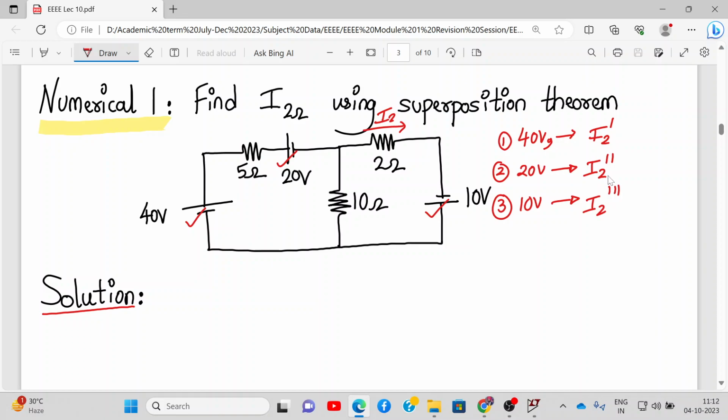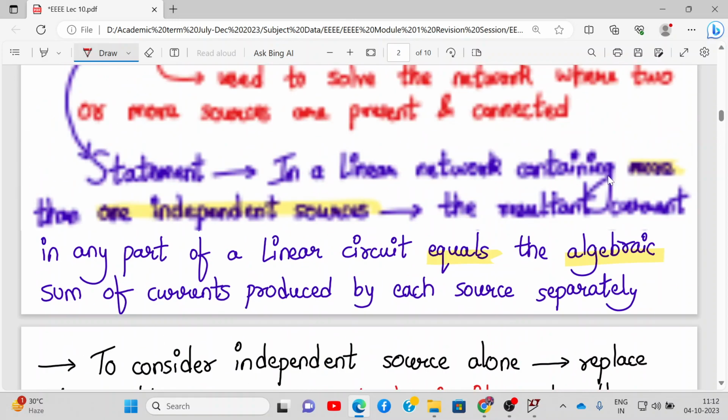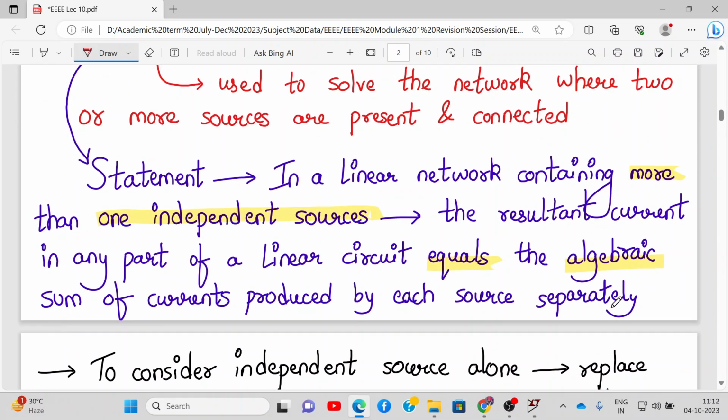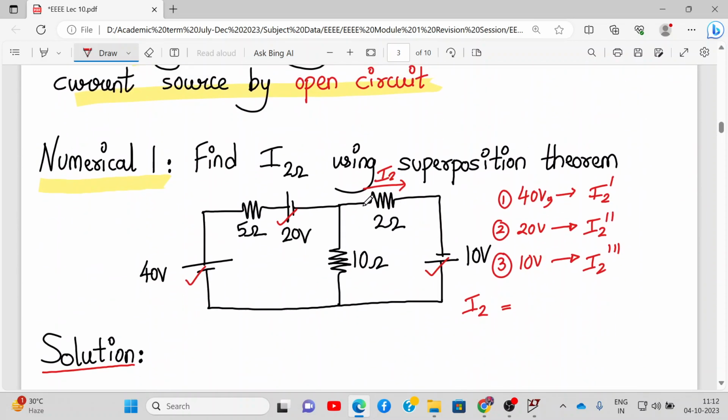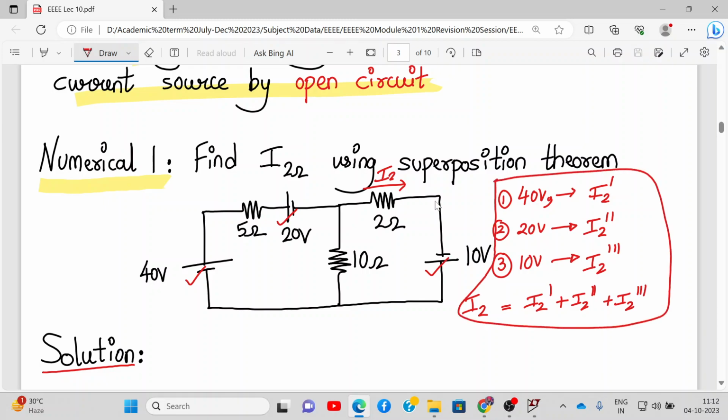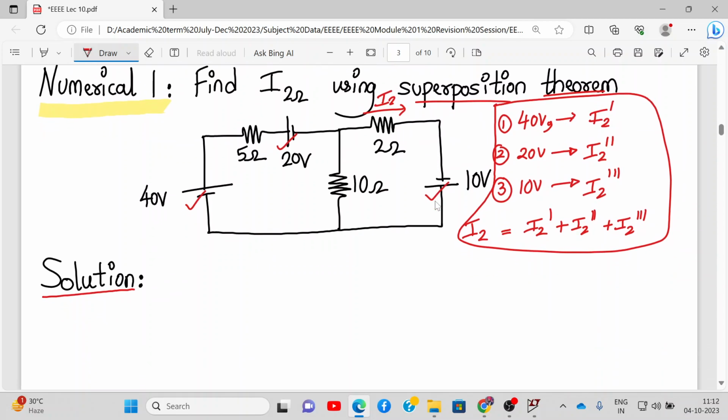And then what does the superposition theorem say? That the algebraic sum of the currents produced by each source is equal to the total current flowing through the 2 ohm resistance. So I of 2 ohm will be, according to superposition theorem, I2 dash plus I2 double dash plus I2 triple dash. So this in short is what is meant by superposition theorem. This is just the flow, so let's start solving the numerical on superposition theorem.